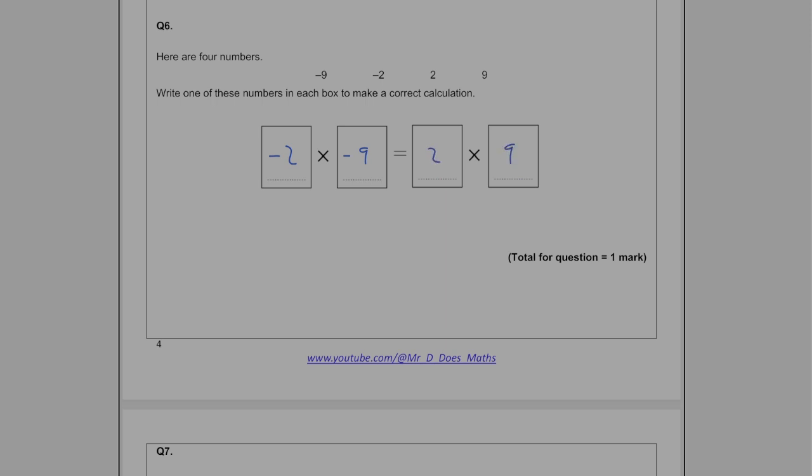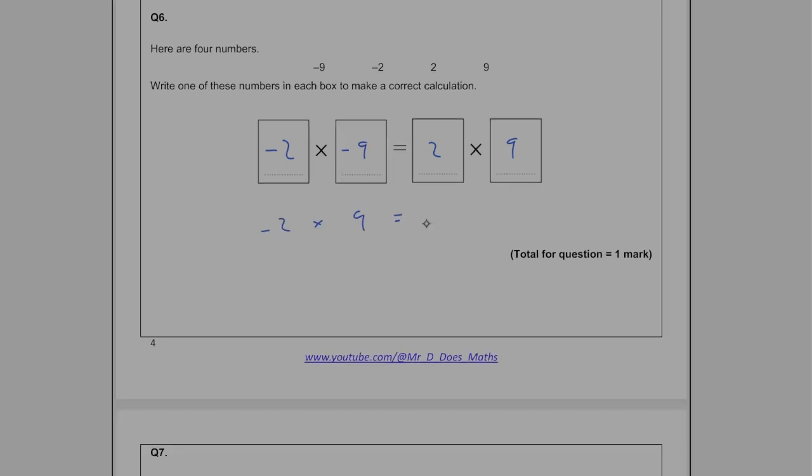And I could flip those around in any way I wanted. I could also have -2 times by 9 is equal to -9 times by 2. And that gives us lots of different options. And then we can have those in any combination. So essentially, as long as we've got a 2 and a 9 in the first box, whether that's positive or negative, absolutely works.